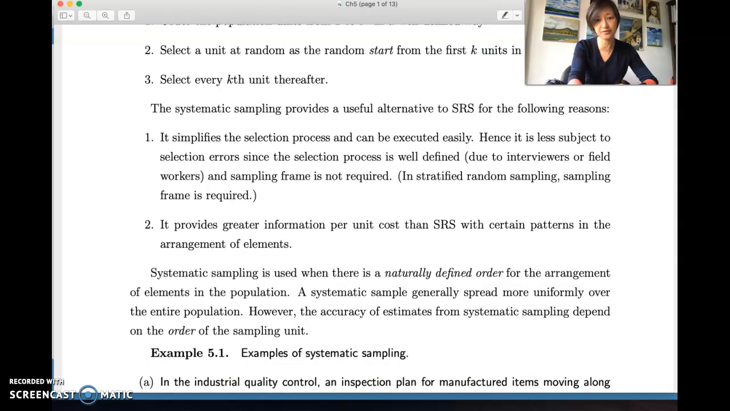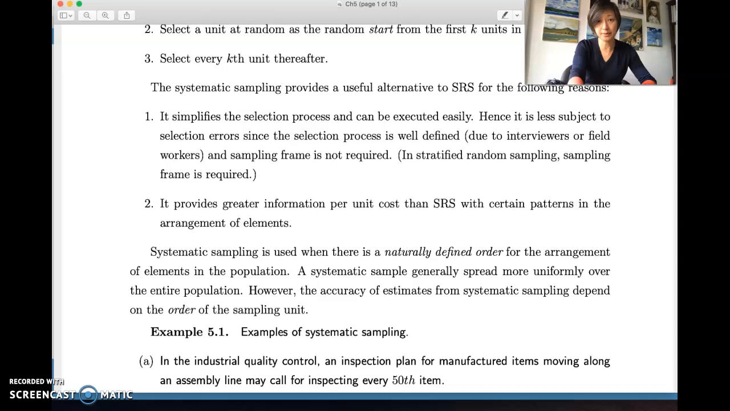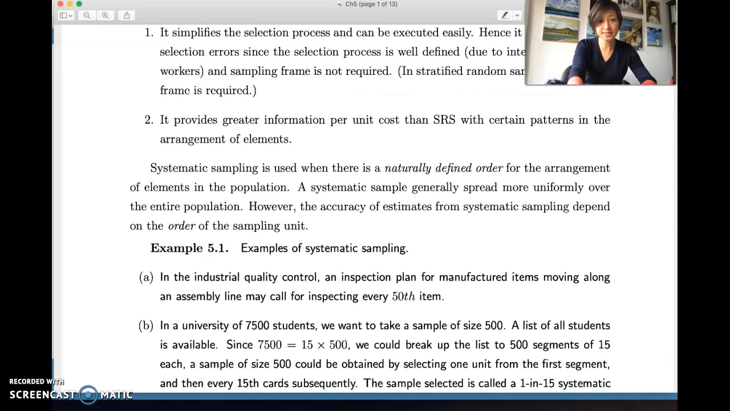Secondly, it provides greater information per unit cost than simple random sampling, because if it is easier to operate, apparently cost-wise it would be much better and more effective. Systematic sampling is used when there is a naturally defined order in the arrangement of the elements of the population. A systematic sample is generally spread more uniformly over the entire population.